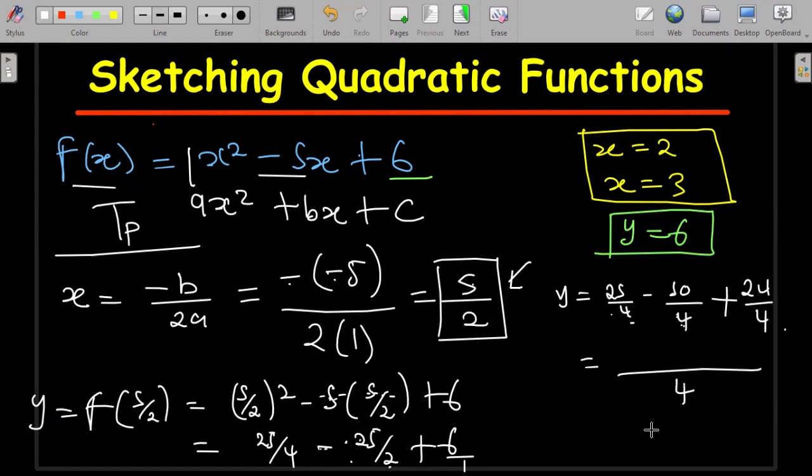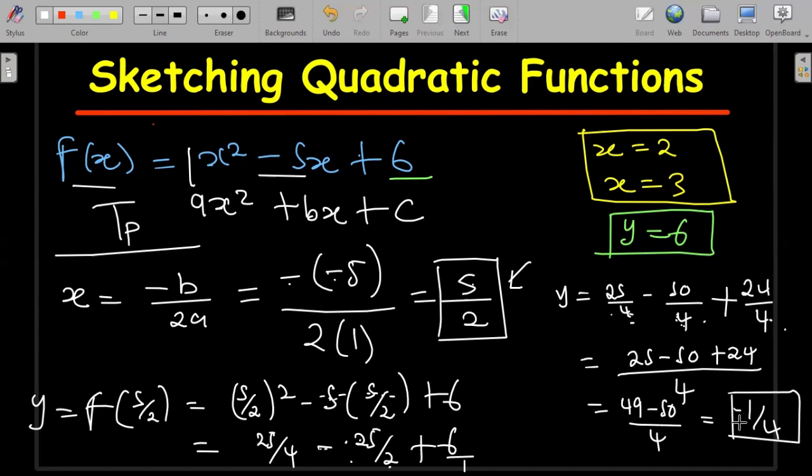So I'll put common denominator is 4. And then all these 4 will be going once here. And then when they multiply, whatever is on top, don't change anything. So it will just be 25 minus 50 plus 24. So this will be 49 minus 50 over 4. So the answer here will be what? Minus 1 over 4, right? Okay, so that will be our y coordinate of a turning point.